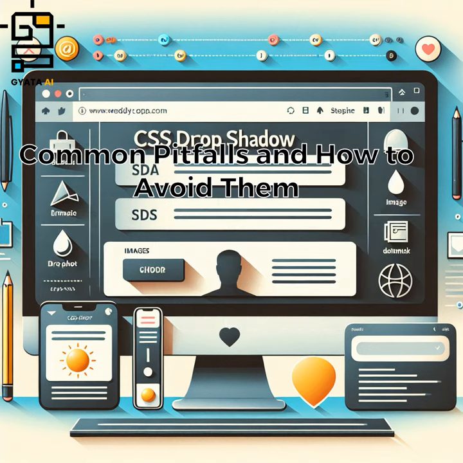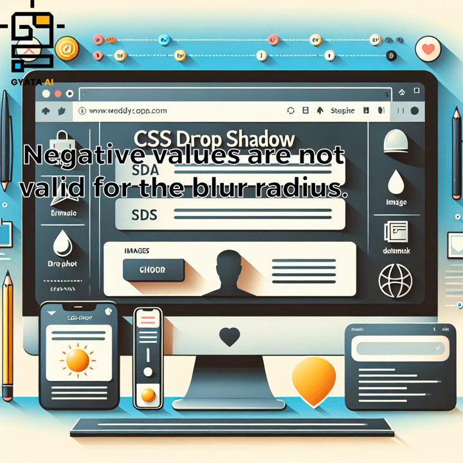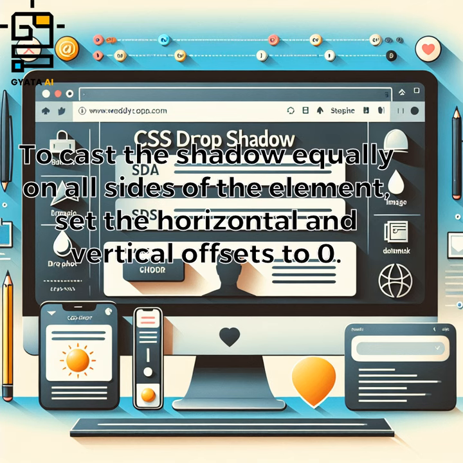Common pitfalls and how to avoid them. A common mistake is forgetting to specify the color of the shadow. Negative values are not valid for the blur radius. To cast the shadow equally on all sides of the element, set the horizontal and vertical offsets to 0.